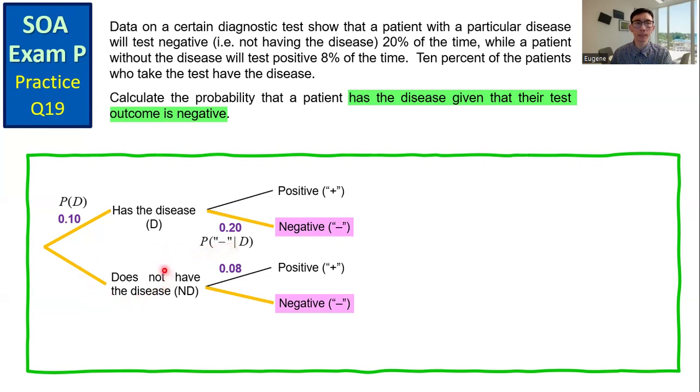And for the probability that the patient does not have the disease, we have 1 minus 0.1, which is 0.9. And then the last branch here, 0.92. This corresponds to the probability that the test result is negative given that the patient does not have the disease. We only need to consider these 4 numbers in our calculation.